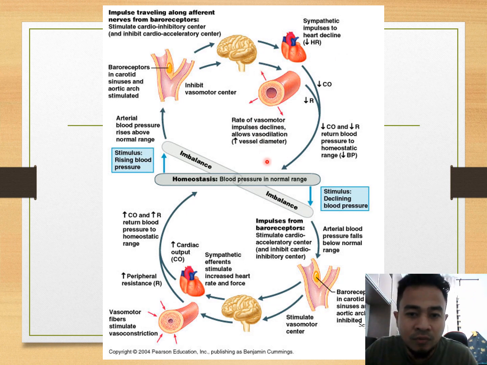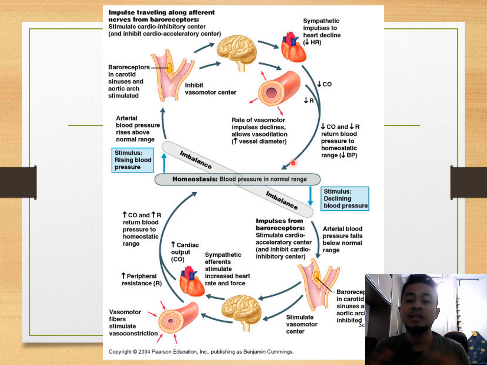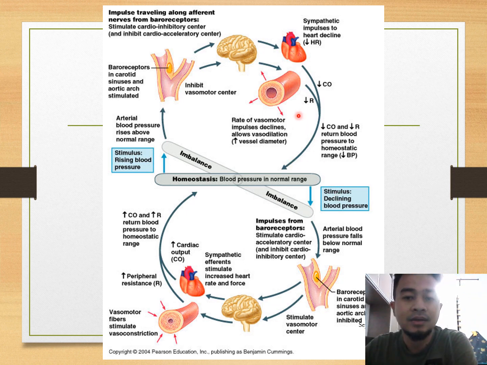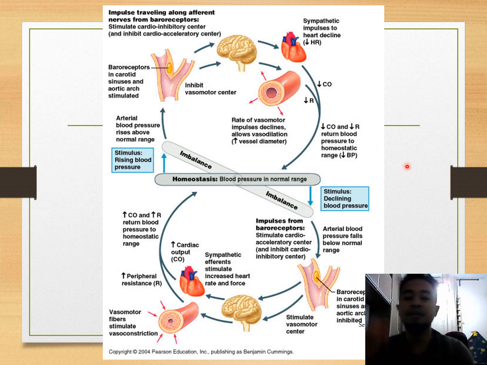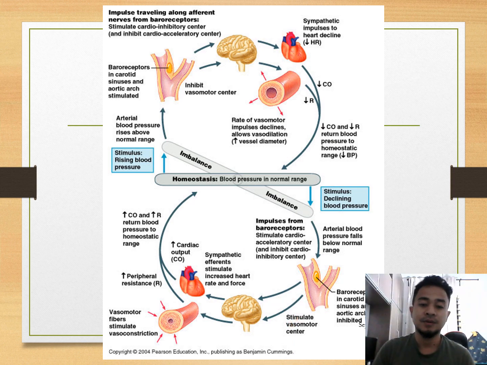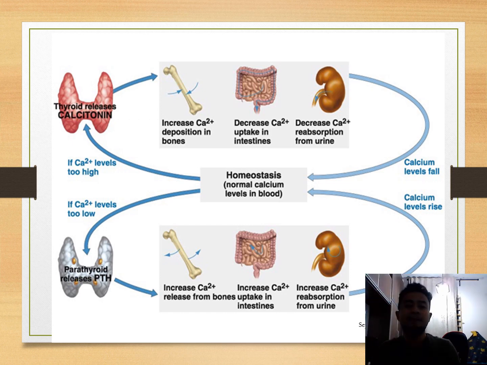And then the rate of vasomotor impulses also declines, which allows vasodilation to occur, which increases blood vessel diameter to reduce the pressure within the blood vessels. And the heart rate is low, which decreases the pressure within the blood vessels and returns the blood pressure to the homeostatic range. So it lowers the BP, the blood pressure overall. This is the vice versa of the process when there is an imbalance, which is decreased blood pressure. All right. Next, what happens then?